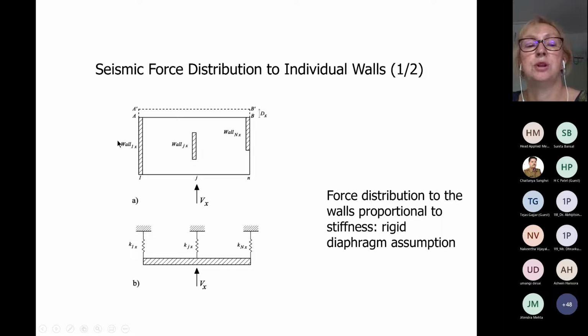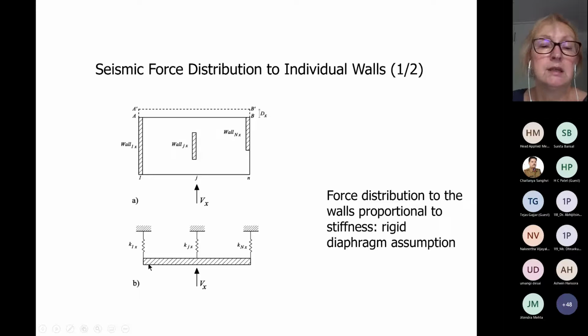Please note that in this case, we are considering a rigid diaphragm assumption, so you can see that under this force Vx, this line AB, which is the diaphragm, moves to A prime, B prime, and the displacement dx is the same at both sides. It is like a table. I like to explain that as a table. Imagine that you are moving a table. If you push it equally in the middle, it will move by the same amount. Each point on the table will move by the same distance.